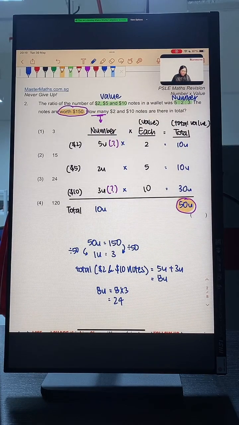How many of you got the correct answer? 24. So option number 3 again. Okay, option number 3. Those of you who got it, well done.